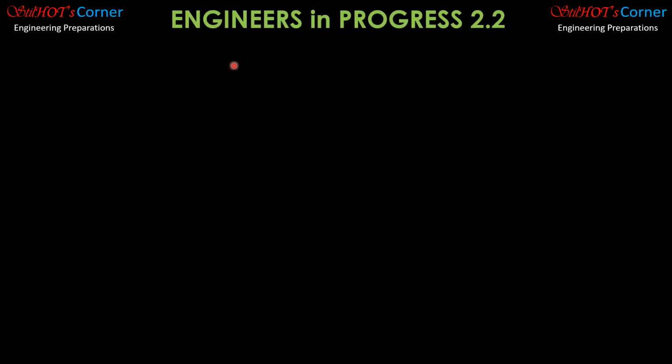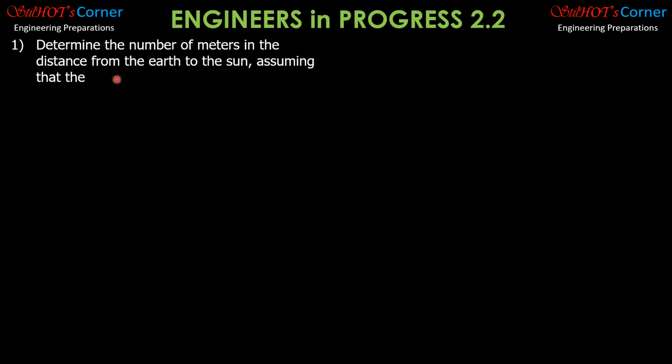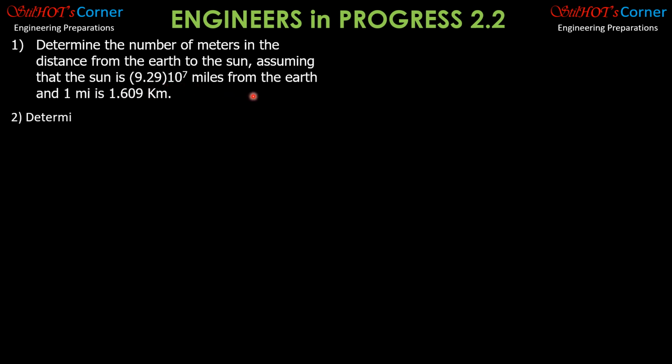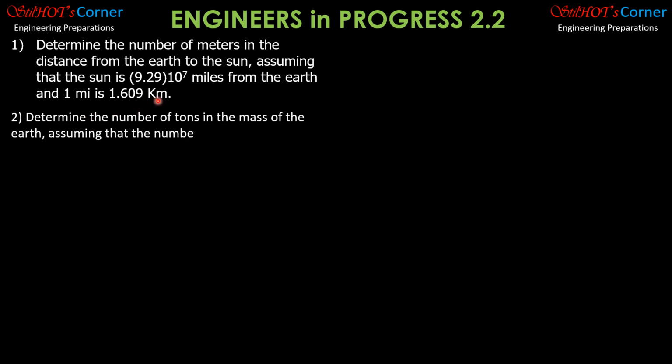So, Engineers in Progress 2.2, determine the number of meters in the distance from the Earth to the Sun, assuming that the Sun is 9.29 times 10 to the 7 miles from the Earth and 1 mile is 1.609 kilometers, or 1 mile is 1.609 times 1000 meters per kilometer, so 1.609 times 10 to the 3 meters.